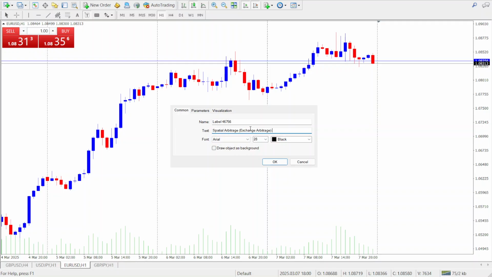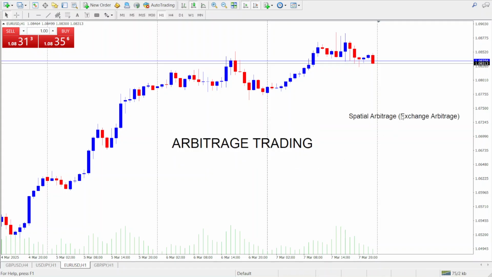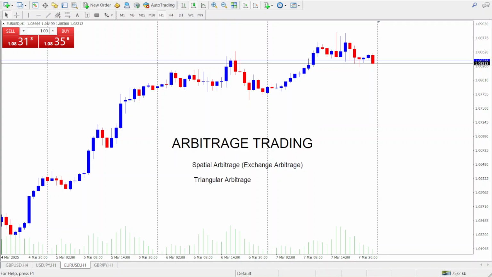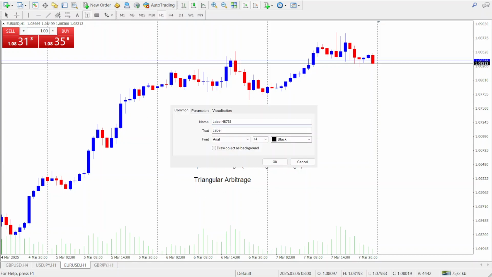So this was the first arbitrage that we talked about, the spatial arbitrage or exchange arbitrage. And then we have the triangular, which I said happens within the same exchange. And then we have the statistical arbitrage.